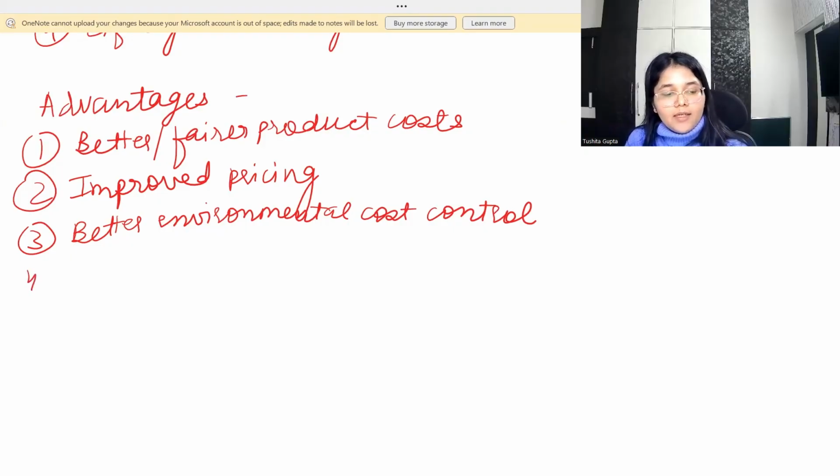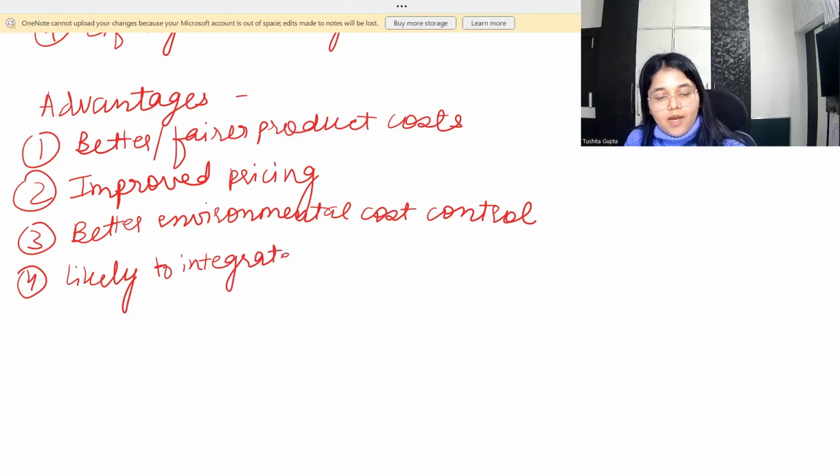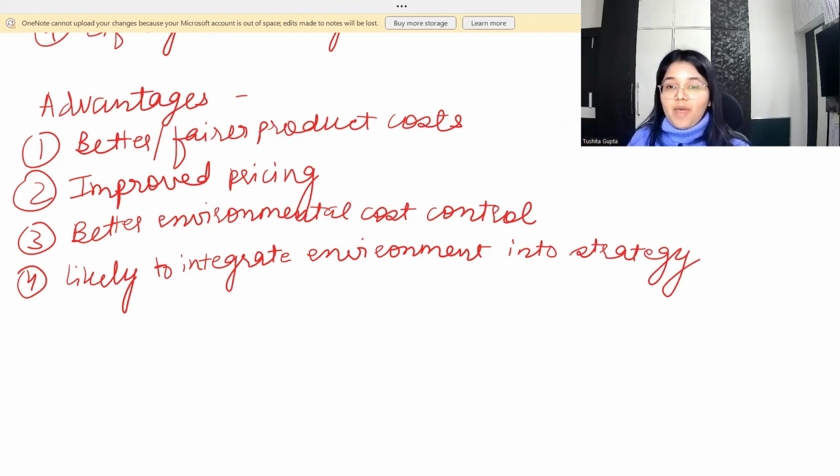Another advantage that we can possibly get is that it is likely to integrate environment into our strategic management process, into what I can say is strategy. So with this cost accounting method, businesses will also be taking into consideration the environment effect that they are causing, and this will also somehow get integrated into their strategy.